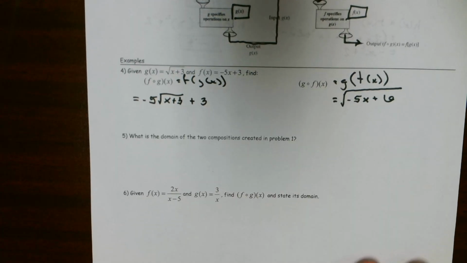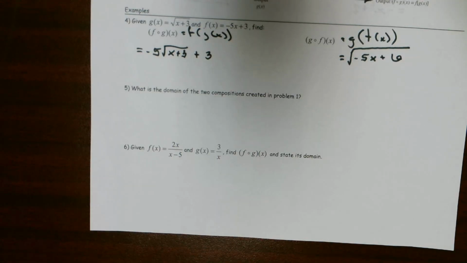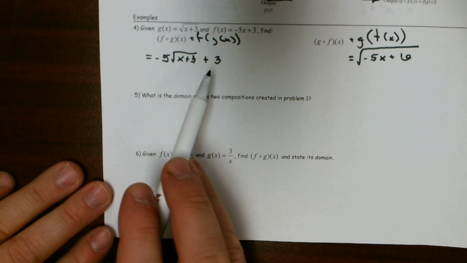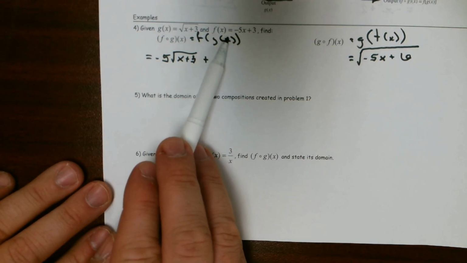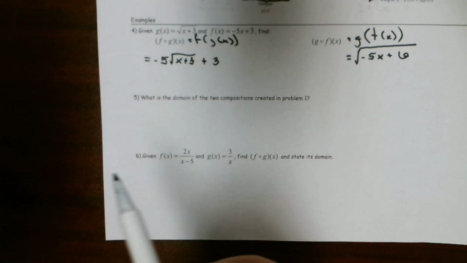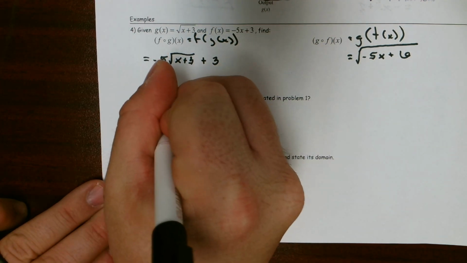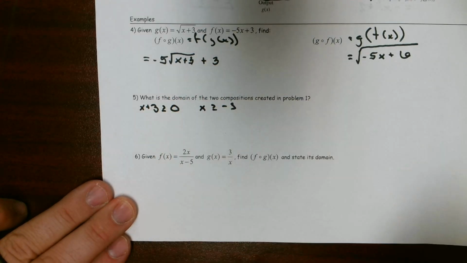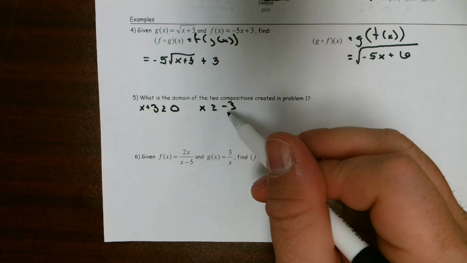Okay, so now we're being asked to find the domain of the two compositions. So first things first, we're going to do the domain of our first function here, negative 5 times radical x plus 3 plus 3. When you're doing composition of functions, you really only care about the domain of your input. So what's the domain of g? You should be getting really good at this stuff by now. Anything underneath a radical has to be greater than or equal to 0. So x plus 3 has to be greater than or equal to 0, so x has to be greater than or equal to negative 3 in g.